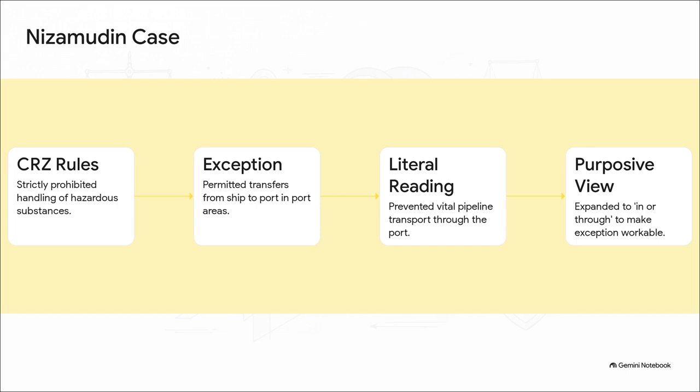So, applying purposive construction, the Supreme Court read in-port areas as in or through port areas, making the whole thing workable. The judges didn't overreach, but they filled the gaps interstitially to advance the remedy.